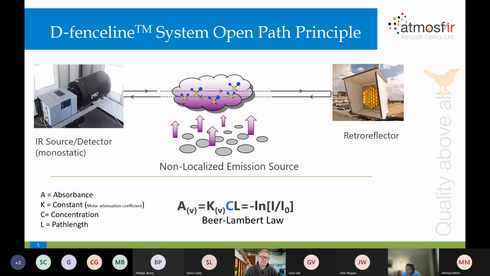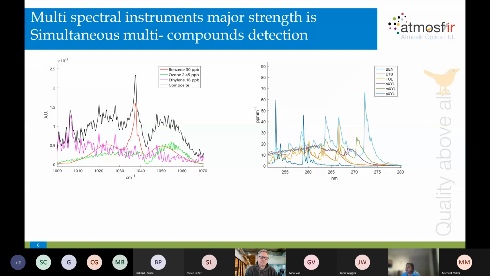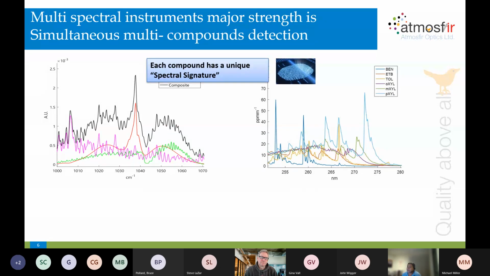We can measure the absorbance, so we can quantify the concentration. The second thing is that each compound absorbs light in different features, or a spectral signature. What we see on the left, in red, is the spectrum of benzene in IR, and on the right, in blue, is benzene in the UV. So the strength of a multispectral instrument is that simultaneously we can identify multiple compounds.